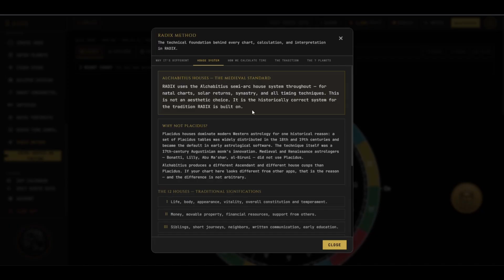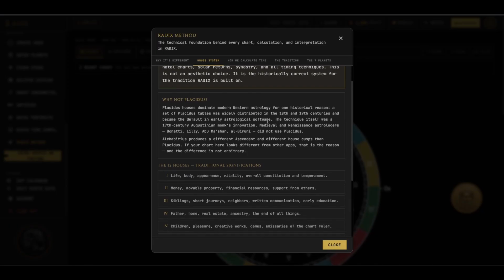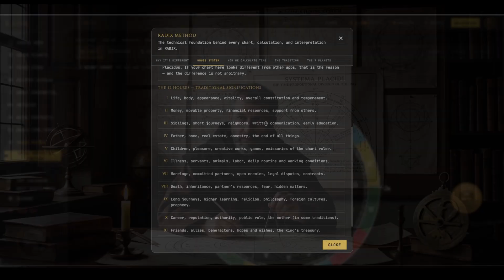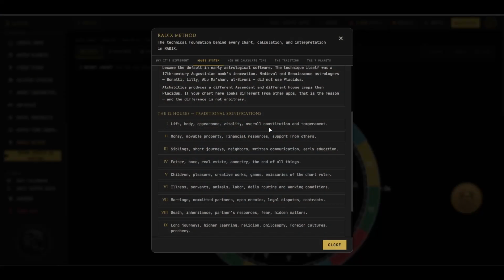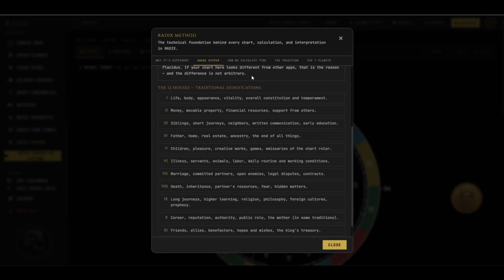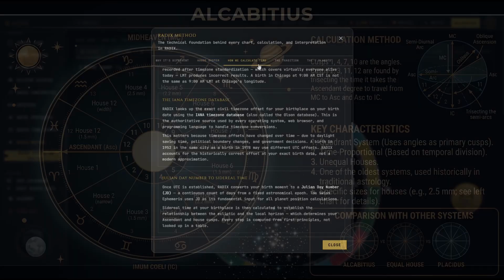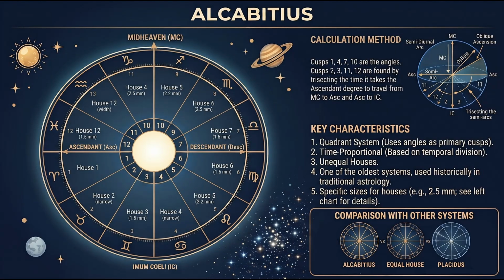The house system. If you've used other astrology apps or software, you've probably encountered Placidus. It's the most common house system in modern Western astrology. And as I'll get to shortly, it became the default, largely by historical accident, not because it was proven superior. RADIX uses Alcabitius, and that choice is intentional and specific.